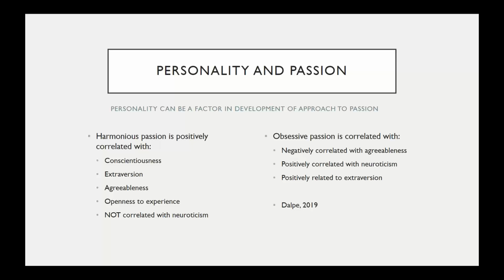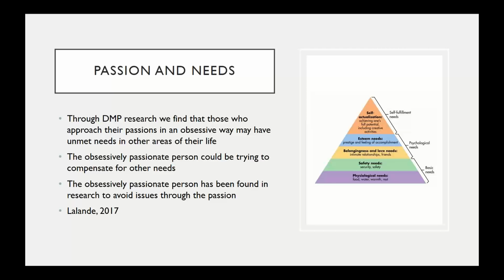So my point in showing the slide is to show that there are places where we can easily come in and use what they have to help them become more harmonious. The research in passion literature also states that sometimes obsessive passion comes out of a need to compensate for unmet needs. And so I think this is really important.